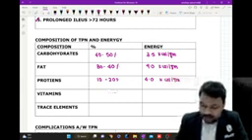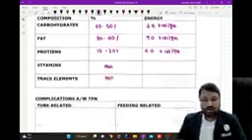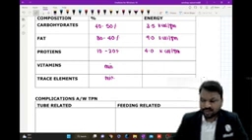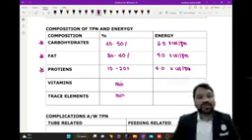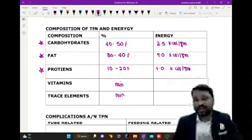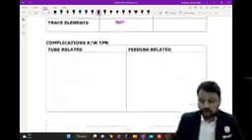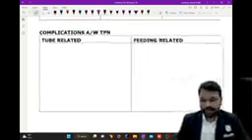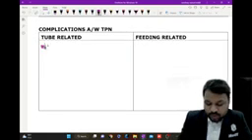Minerals and vitamins or trace elements are in trace quantities, right? That means they are in a very limited or minimum quantity, and they do not contribute to any energy release. In your previous exam, they asked you how much energy carbohydrate, fat and protein produce, and you had to calculate the total energy release based upon this quantity. Clear?